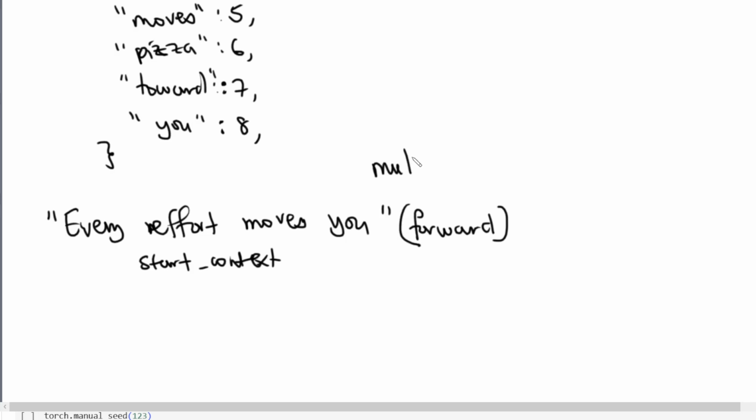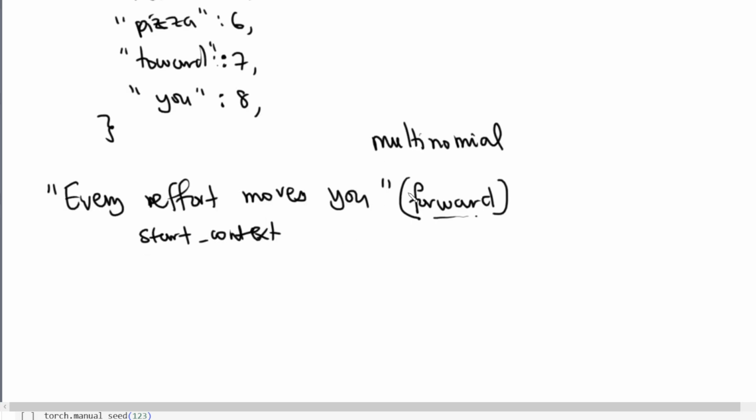But with multinomial, it is not all the time that it's going to produce forward. With argmax, yes, but not with multinomial. It's not going to happen all the time. Forward is still the most likely, but if you run this experiment many other times, you might start seeing other words coming through. For example, in our dictionary, you might actually see it say every effort moves you toward instead of forward.